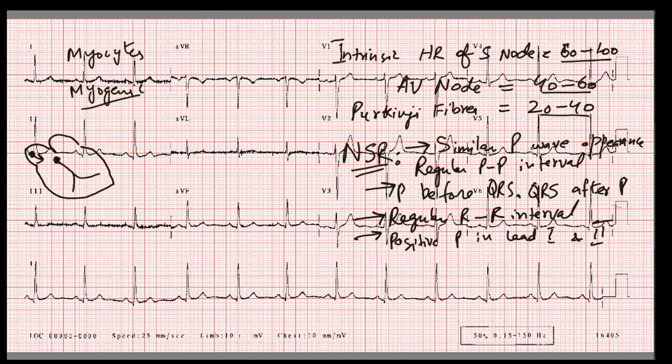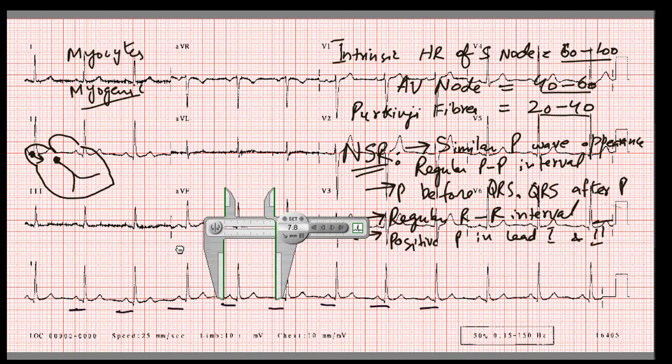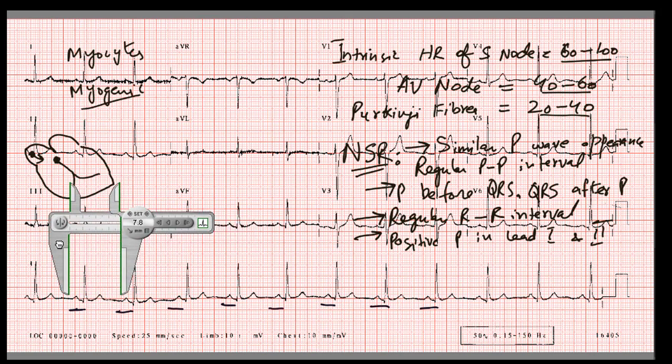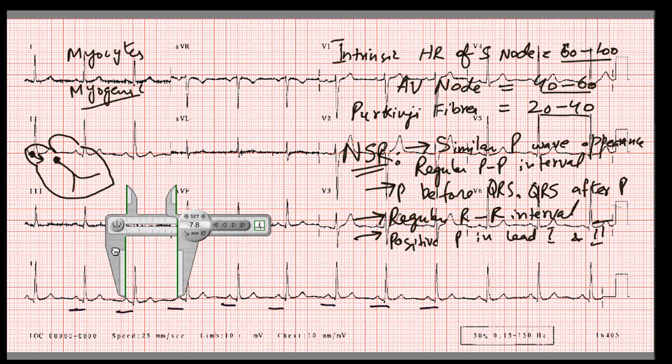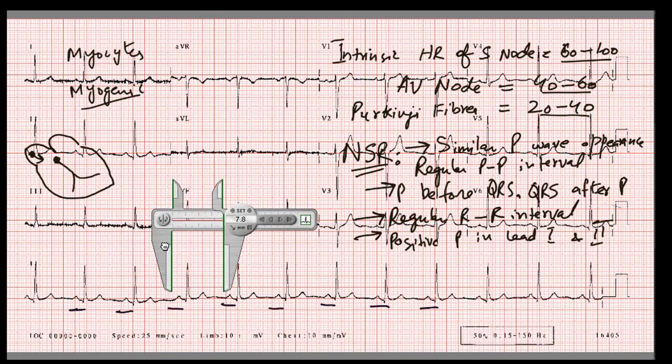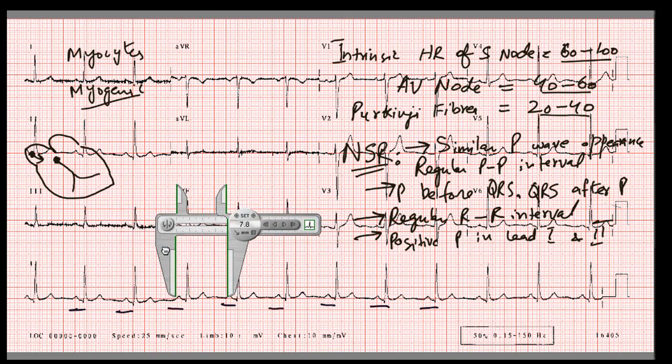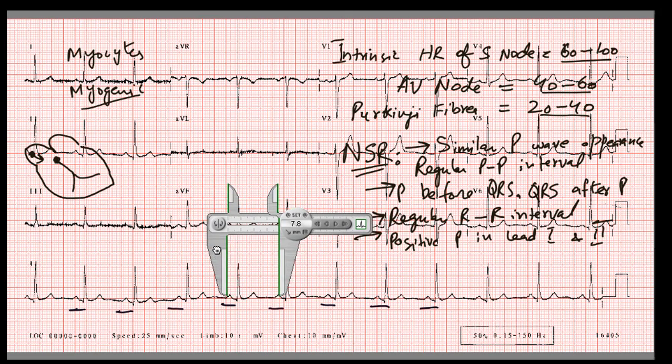Similar P wave appearance. These are P waves, and yes, they look similar. Regular P to P interval. Here, let me bring out my cardio caliper. This is a cardio caliper. Let me adjust it here on P waves. This is the P to P interval in the first heartbeat. Looks almost the same. Yes, the P to P interval is regular here.